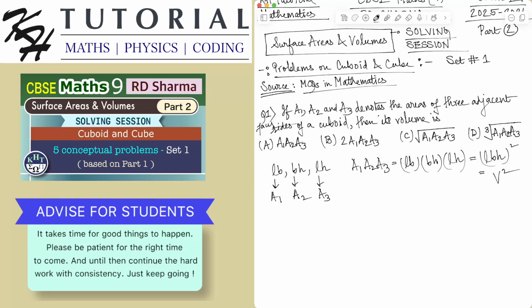So the product of the areas of any 3 adjacent faces of a cuboid is always equal to the square of its volume. So this implies that the volume will be equal to the square root of A1, A2 and A3. This is an important concept. This is purely based on the concept that I discussed in part 1. You must be very much aware of this concept. Okay, so the correct choice is C. C is the correct choice.